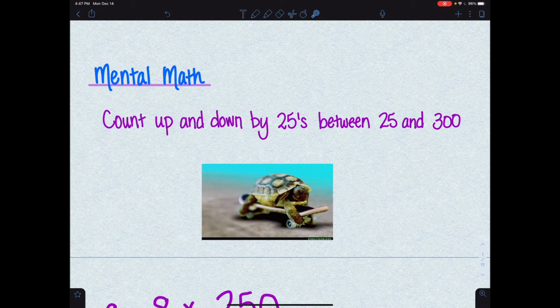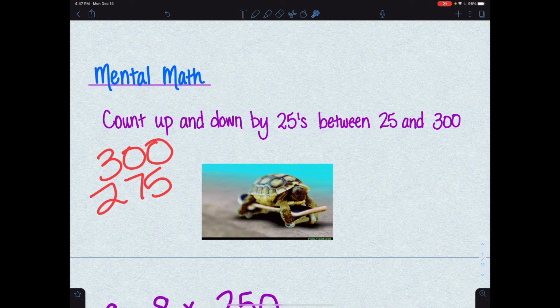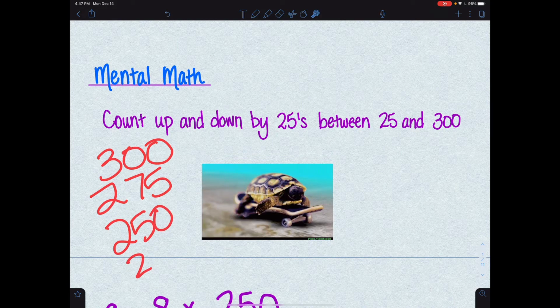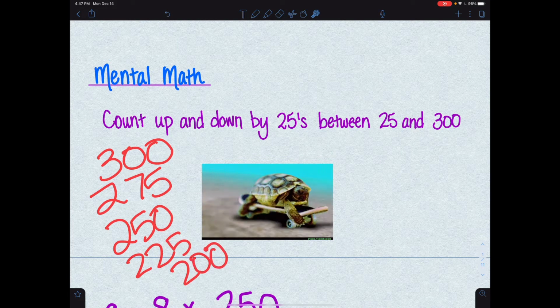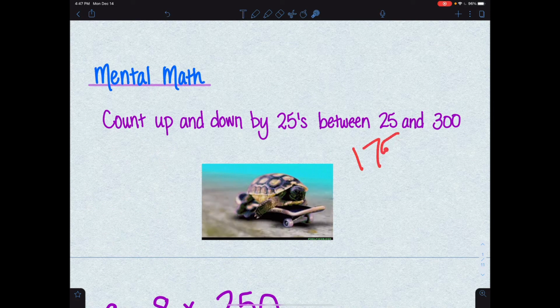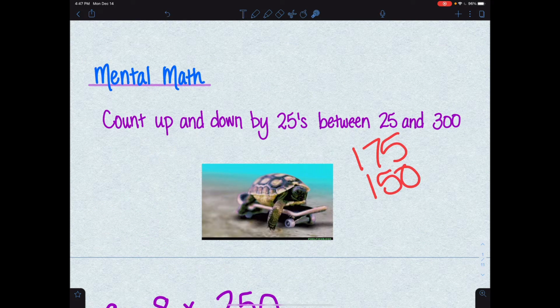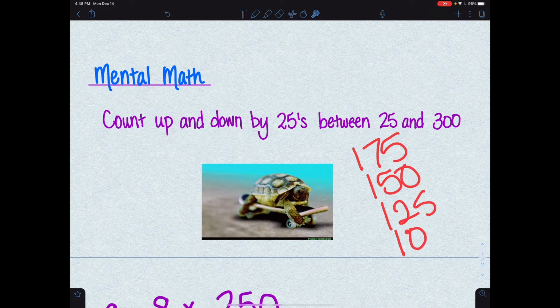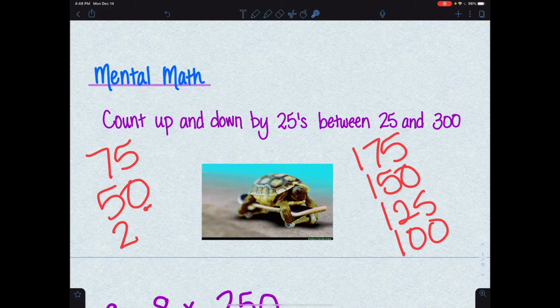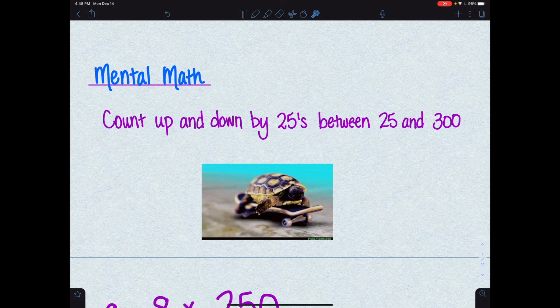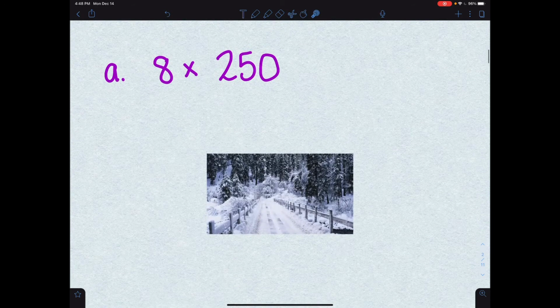All right, now we have to count down. It's going to be a little trickier. 300, 275, I almost messed up there. 250, 225, 200, 175, 150, 125, 100, 75, 50, 25, 0. I guess I should have stopped at 25 because it says between 25 and 300, but we went the extra mile. That's all right.